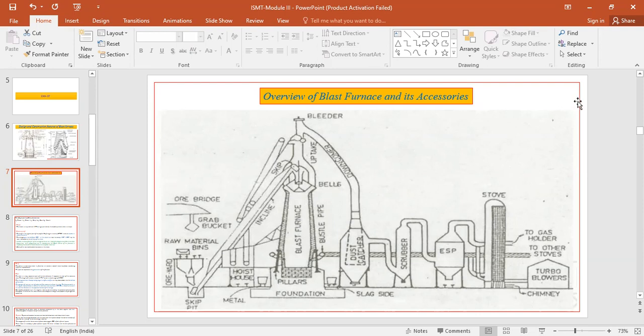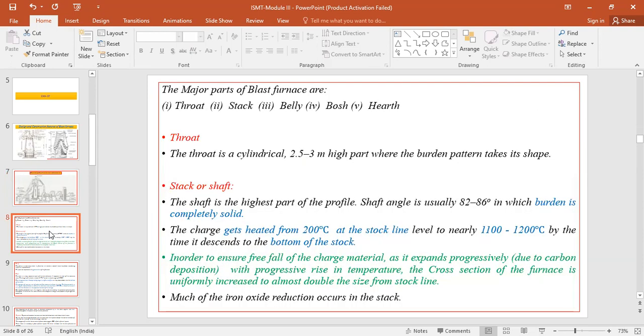So this is the entire view of the blast furnace and its other accessories. Now step by step we will discuss various parts of the blast furnace and the significance of its design.